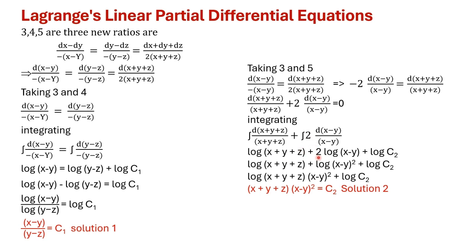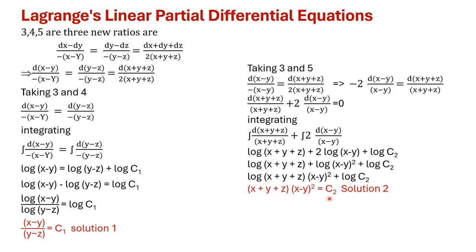Now when we see this, because of the log property, it can be written as log (x − y) to the power 2. Now taking these two, using the log property for addition, it can be written as log of (x + y + z) into (x − y) plus (x − y) whole square, plus this log c. Now bring this log c to the other side, and then cancel this log and this log. We'll get (x + y + z) into (x − y) whole square is equal to c2, which is solution 2. Now we have got solution 1 and solution 2.